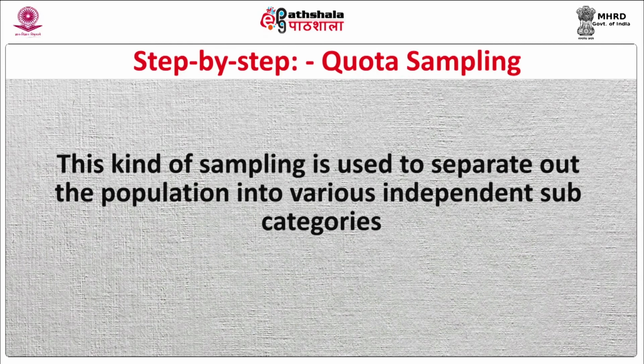Now, step-by-step quota sampling. This kind of sampling is used to separate out the population into various independent subcategories. Here, the researcher is required to find out the dimensions of the various subcategories of the population. Then this same population is used while carrying on the sampling process. Finally, the researcher chooses among the various subjects in the subgroups, duly considering the proportions arrived at in the previous step. The last step is to make sure that the sample represents the entire population.